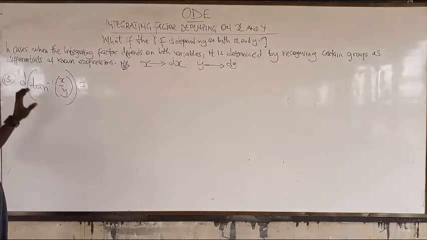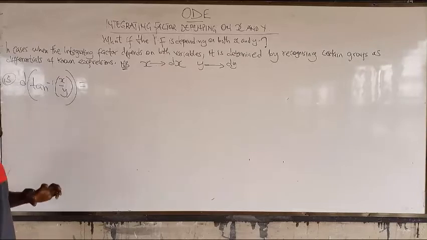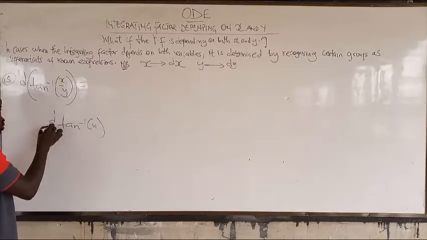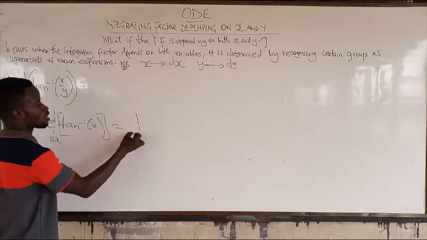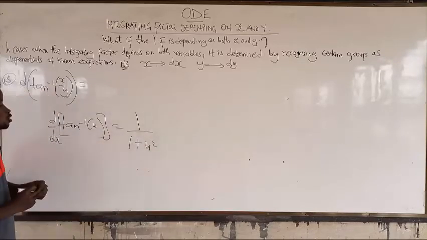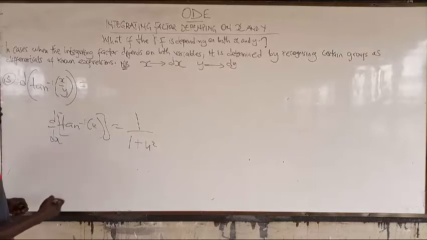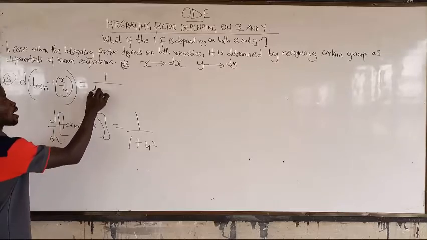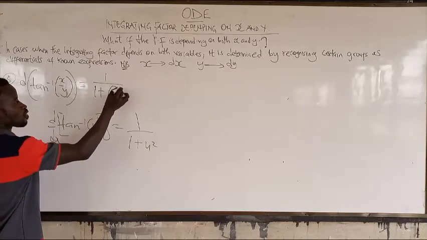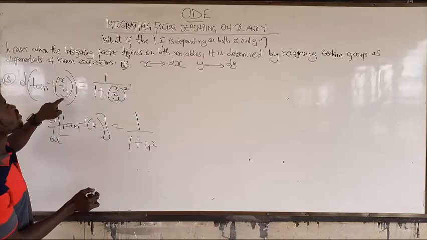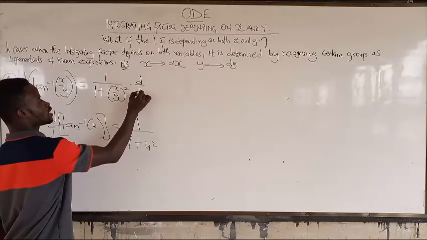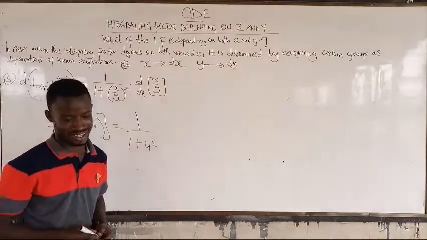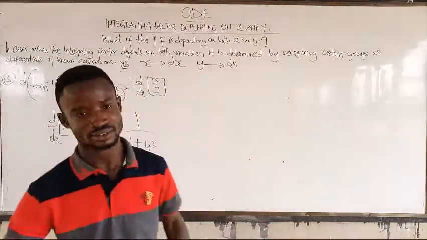You know that the derivative of tan inverse of u is 1 over 1 plus u squared. So now the u is x over y. So what do you think here will be? Here will be 1 over 1 plus (x over y) squared, times the derivative of the inside, which is x over y. Very good. That's exactly what we are having there.